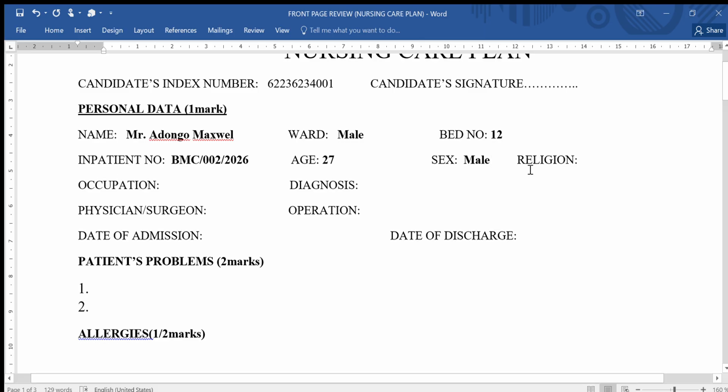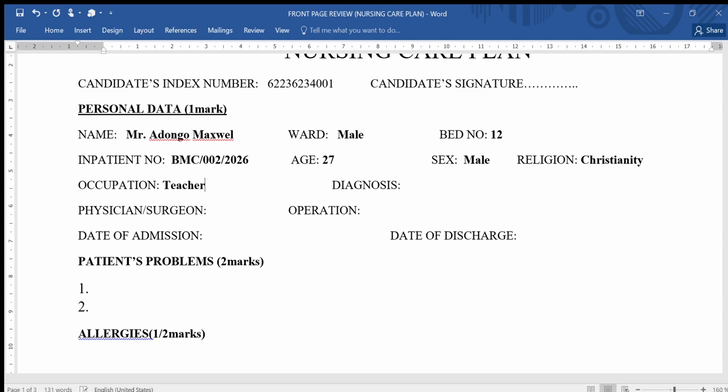Adongo is a male. Then religion. Religion is asking you, is Mr. Adongo your patient a Christian, a Muslim, Confucianist, or Buddhist or traditional religionist? Which one is it? Adongo clearly is a Christian. So we write Christianity there. Then occupation. Occupation has to do with the work the patient is doing. What is your patient's occupation? If Mr. Adongo is a teacher, you just type in teacher.